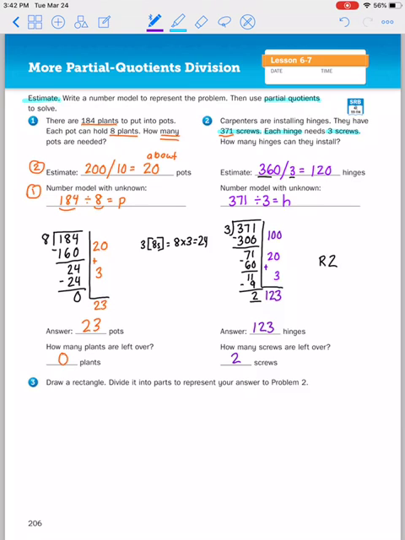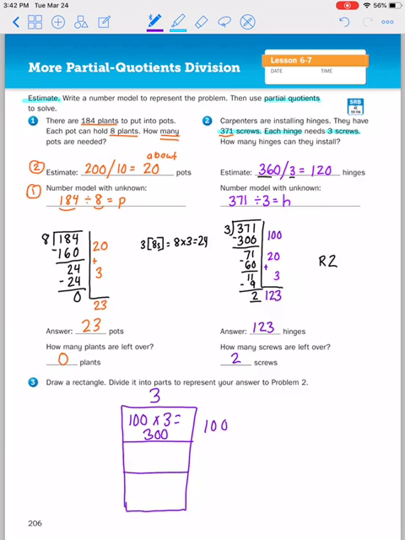So this says draw a rectangle and divide it into parts to represent your answer to problem 2. We kind of already did it here, so we would just repeat that same step. I would put the 3 at the top. If I took out 100, 100 times 3 equals 300.